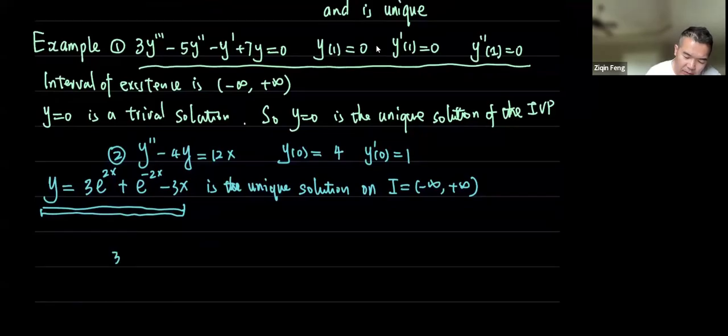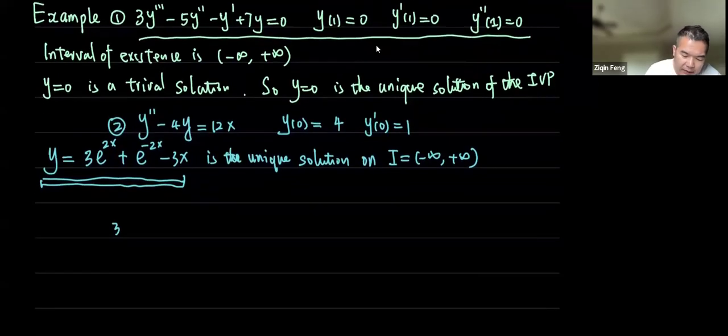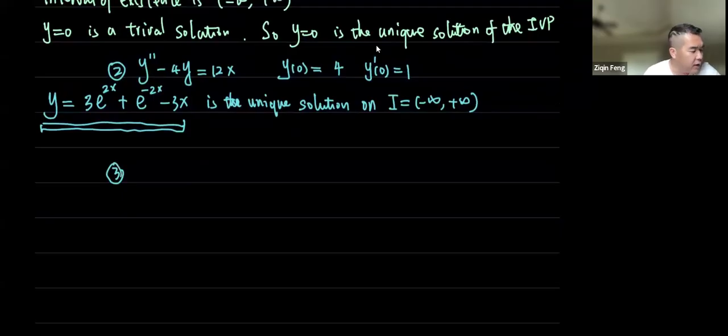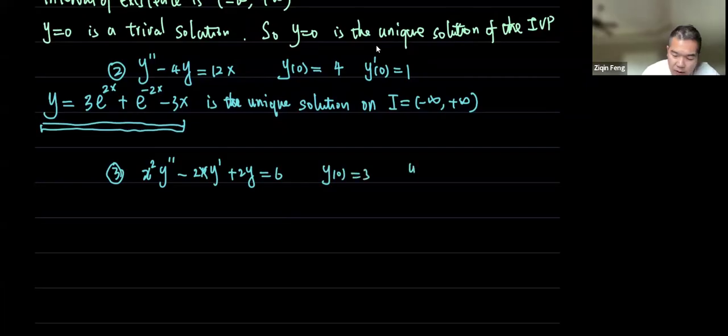Third example. Here we are given an initial value problem, which is x squared y double prime minus 2xy prime plus 2y equal to 6. We know that y of 0 equal to 3 and y prime of 0 equal to 1, right?